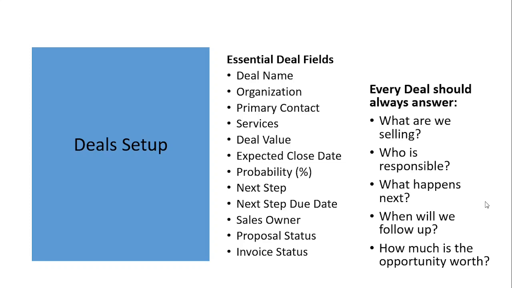I also recommend tracking the probability field. For example, the first meeting can be 20%. When a proposal is sent, that will make it 50%. With the negotiations successful, that's 80%. And a verbal agreement is 95%. So all these percentages help you to forecast revenue more accurately. Just like leads, every deal should have an owner, a next step, and due date. These fields make sure everyone knows what needs to happen and when.